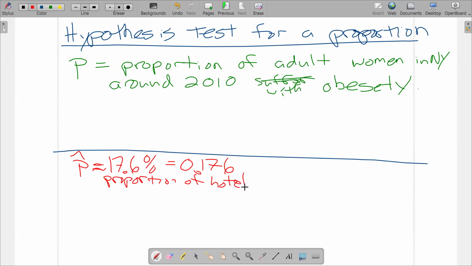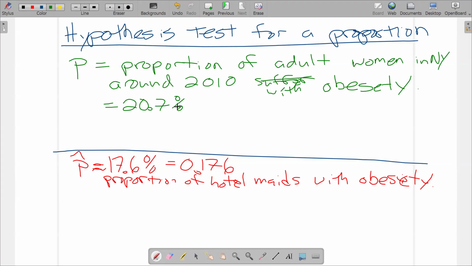of hotel maids with obesity. They happen to be adult women in New York. It's not the same as, let's write down the proportion. I found a study in 2000 that said that proportion was about 20.7%. Okay, it's different.